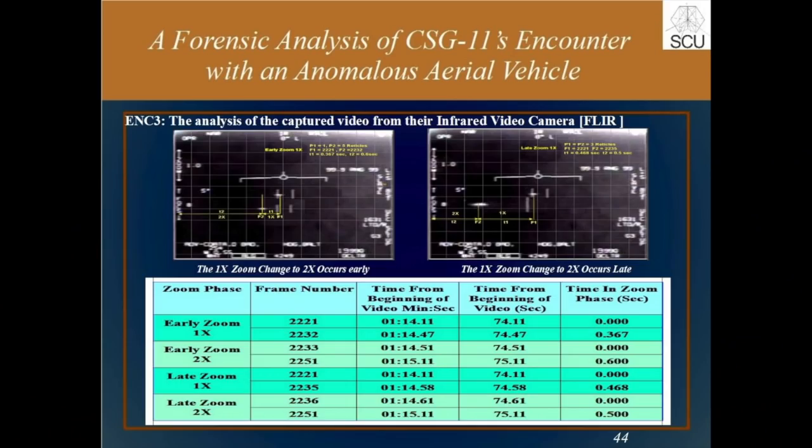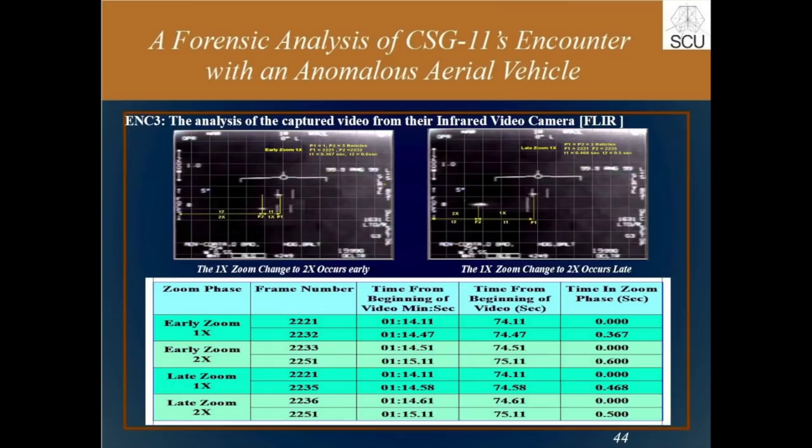Life isn't easy. In the middle, as it goes off the screen, what happens is, for some reason, they switch from 1x to 2x. And so the value of the reticle is halved when that happens. It means if you're looking at twice the distance, the distance of a reticle is no longer the same as it was at 1x. So you have to take that into effect. What I did in the calculations, I call it the early 1x zoom change and the late 1x zoom change.